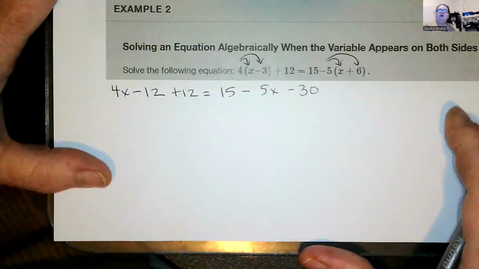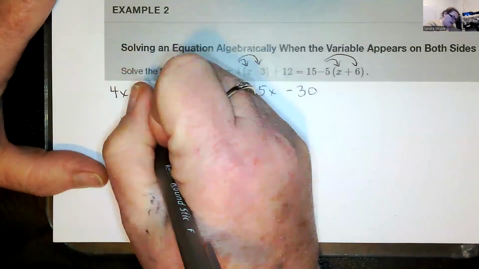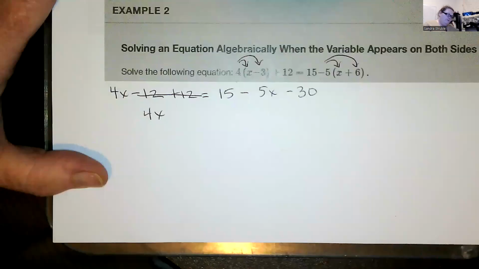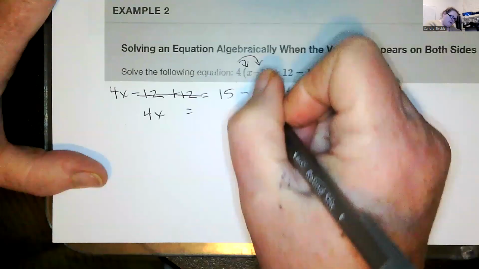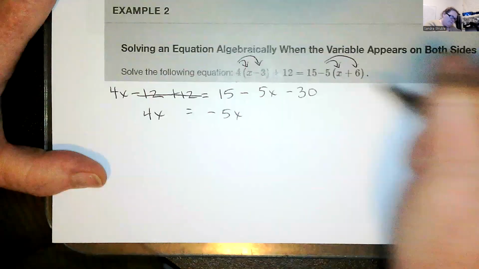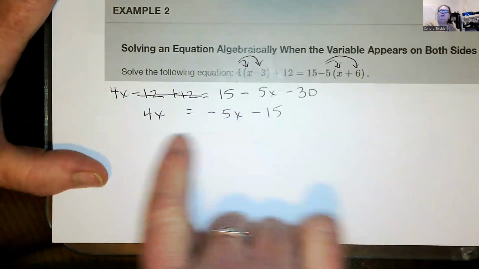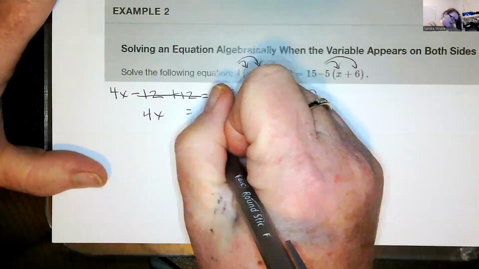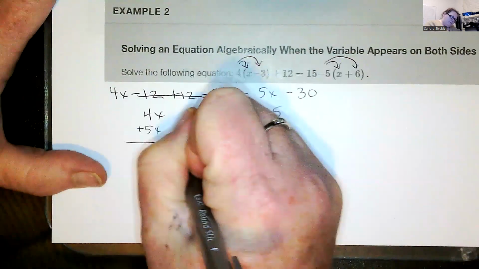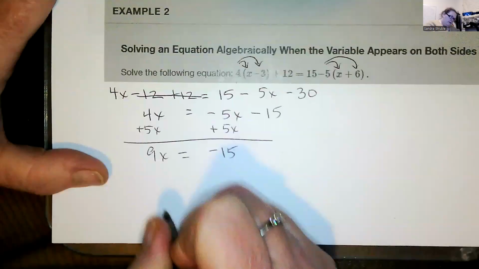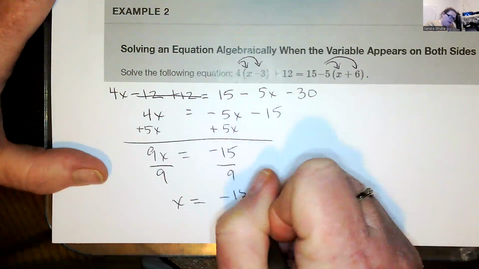Now, what we're going to do here is solve for x. I'm going to start by combining like terms. I get 4x over here. These are gone, negative 12 plus 12 is 0. Equals negative 5x and then minus 15. That's 15 minus 30 is negative 15. So I'm going to start by bringing over the negative 5x. And we get 9x is equal to negative 15. The last step here is divide both sides by 9. And x equals negative 15 over 9.